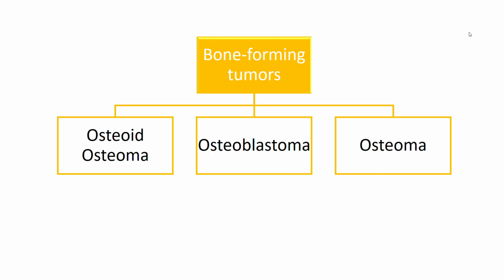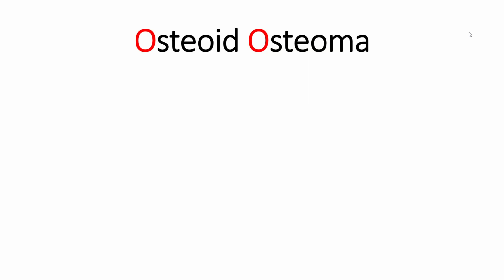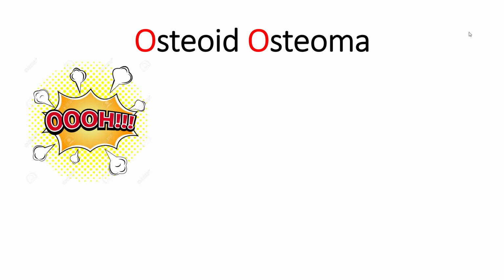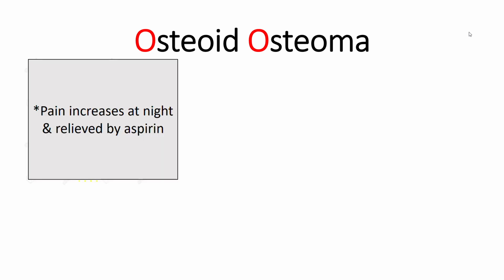Starting with bone-forming tumors, we have three main bone-forming tumors: osteoid osteoma, osteoblastoma, and osteoma, and they are usually benign. Starting with osteoid osteoma, this name contains two O's. That's to remind us that this tumor is characterized by a certain feature of pain. This pain is increasing at night, however it's relieved by aspirin. So the pain is severe at night, yet it's mildly relieved by aspirin.